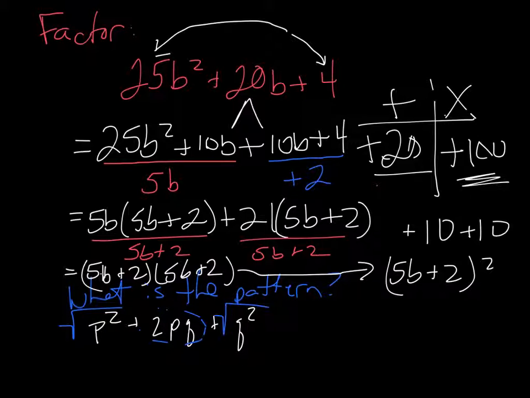And then what you can write for your answer with quick factoring is you take these terms and write p plus q squared. So just to show you, that p would go there, that q would go there. So let's apply this real quick, and we'll do the shortcut.